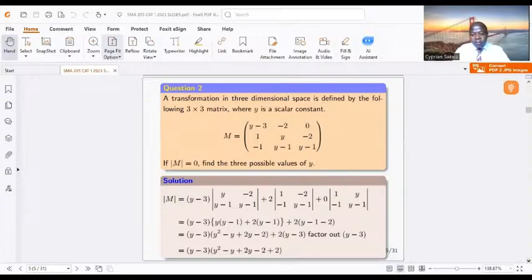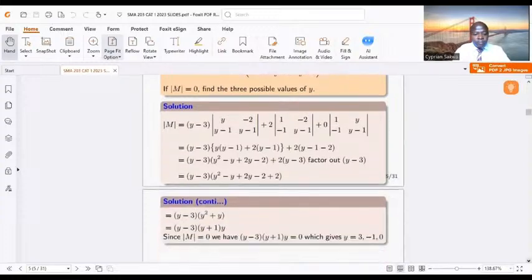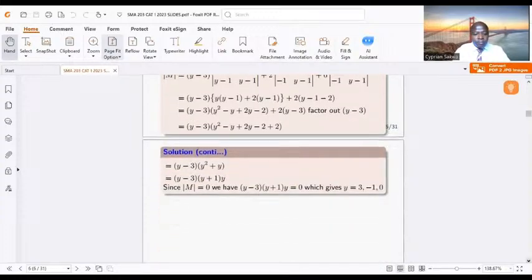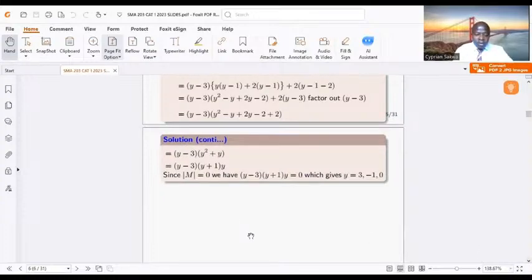When I equated that to 0, so when you equate to 0, you also realize that this other bracket can be simplified. How do you simplify this bracket? I will have y squared, negative y plus 2y, that gives me y. And then negative 2 plus 2 gives me 0. So this bracket simplifies to this. And so I have y minus 1 multiplied by y squared plus y.